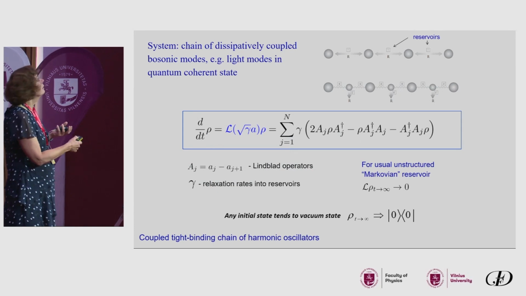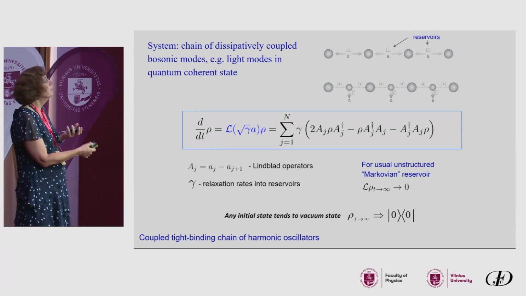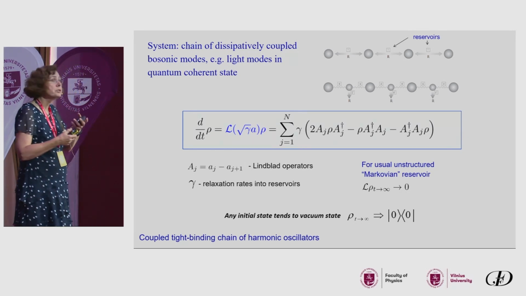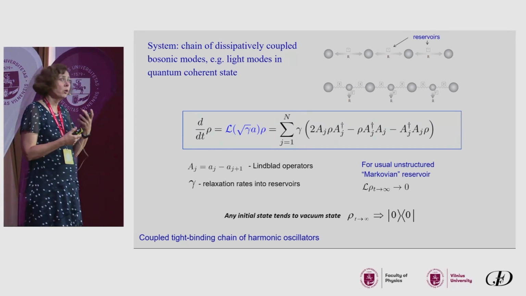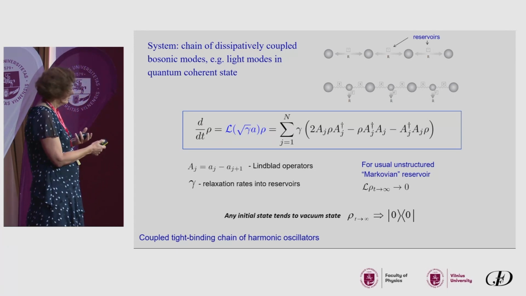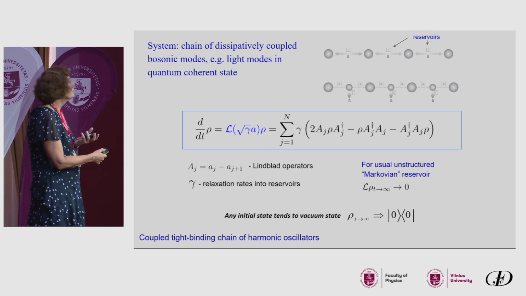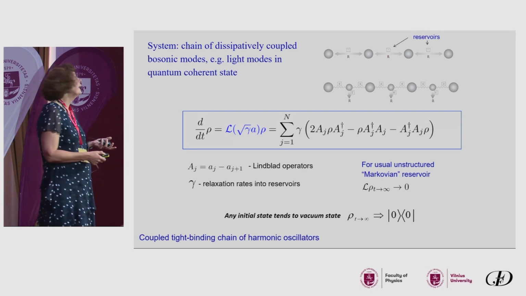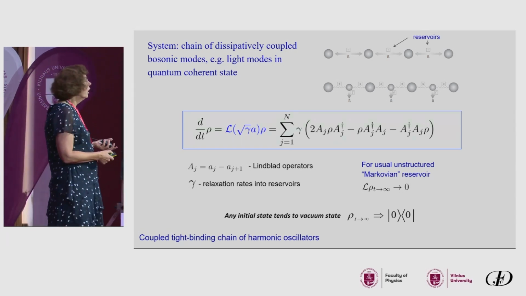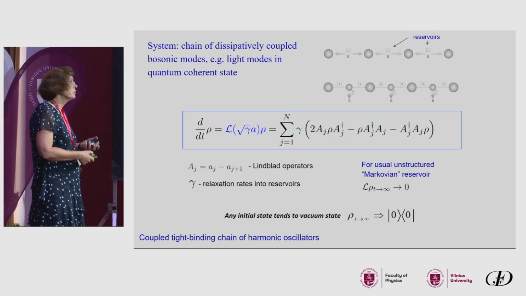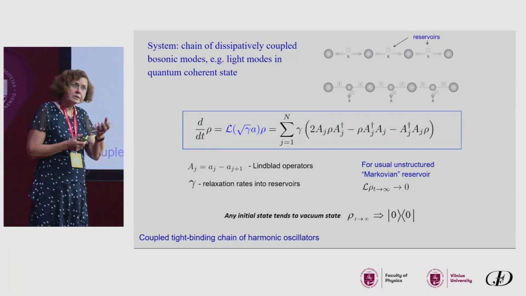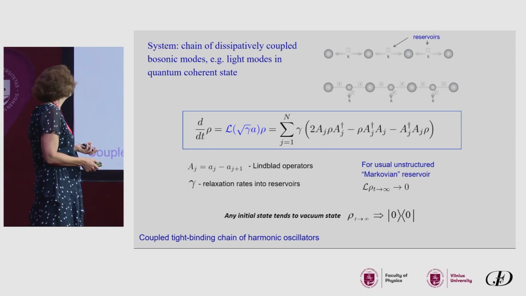So the system itself is bosonic modes, which don't see each other through direct coupling, but see each other only through coupling to a common reservoir, a common Markovian reservoir for simplicity. And this is then the corresponding Lindblad equation. Of course, in the simplest case where the Lindblad operator is just proportional to the annihilation operator, you have the usual unstructured Markovian reservoir, and in the long term, everything decays to vacuum. But still, there will be, as I will mention, some interesting effects.